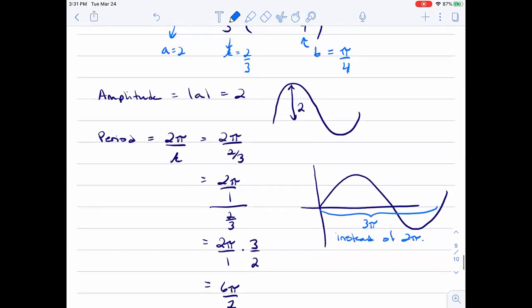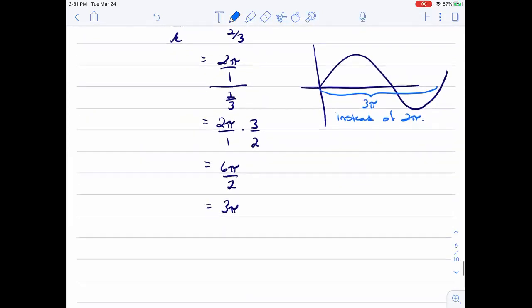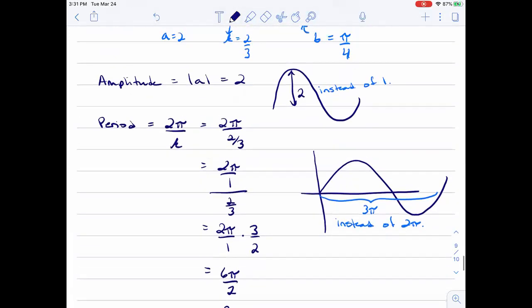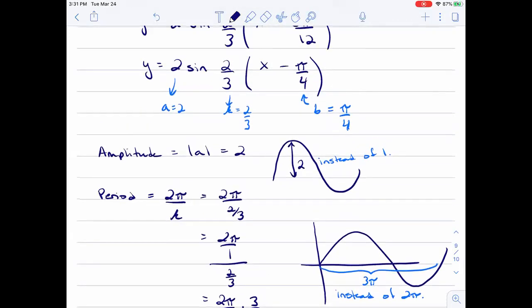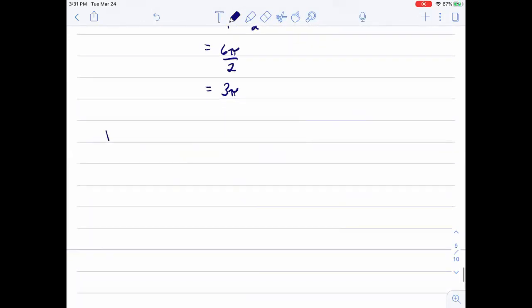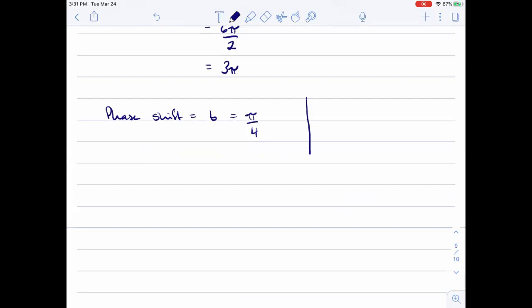And then just to show the amplitude is 2 instead of 1, which it is by default. Finally, the phase shift is pi over 4. The phase shift is B, which is pi over 4, which means that from here, I've gone out to pi over 4, and that's where my sine curve is starting.